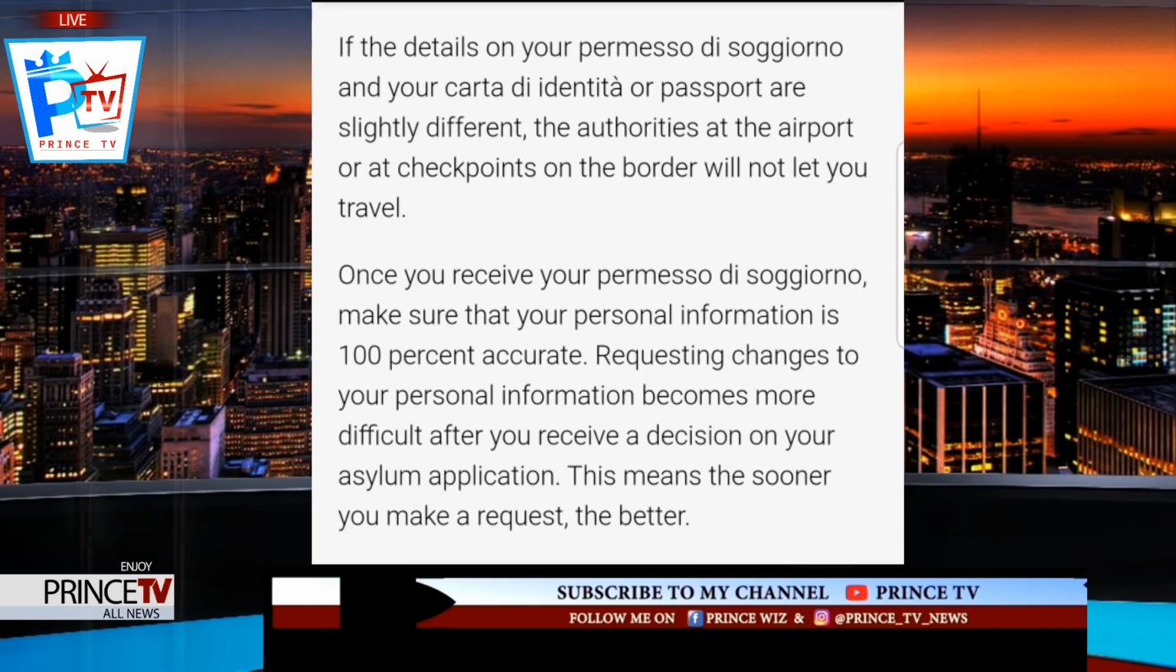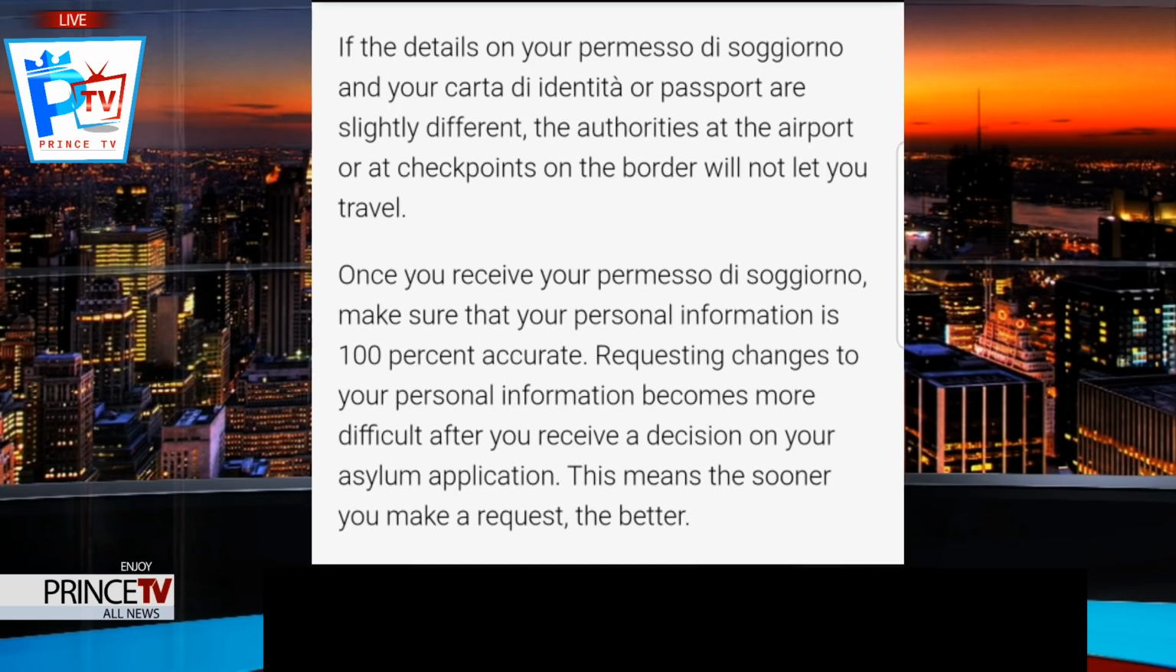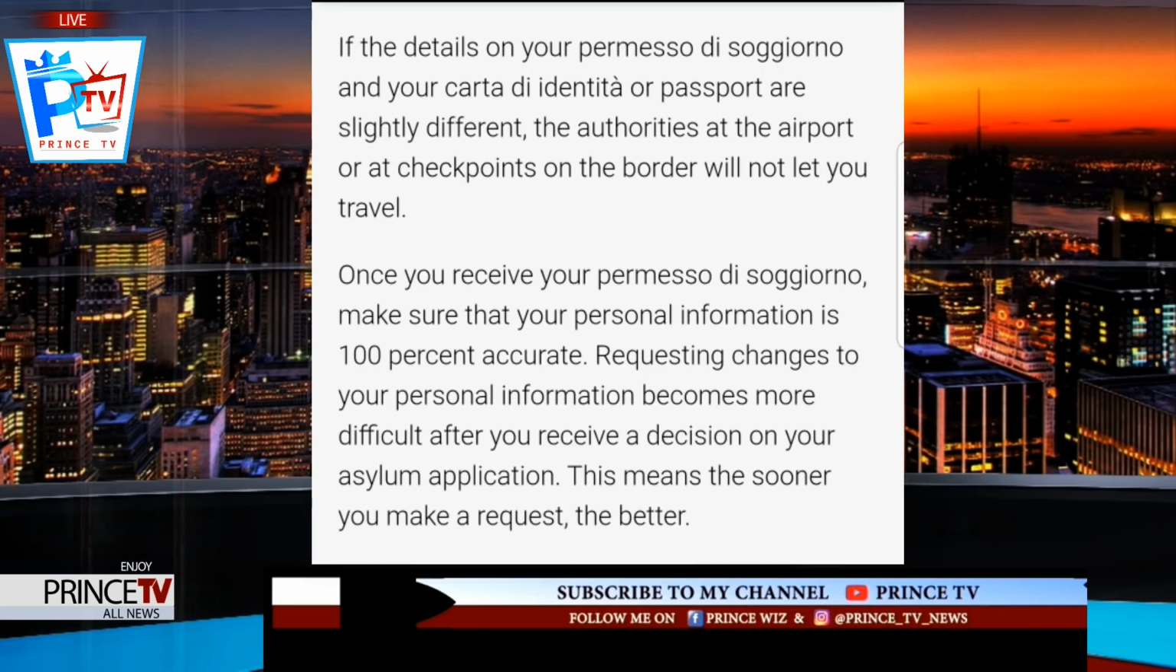Let me read this part again. If the details on your Permesso di Soggiorno and your carta d'identità or passport are slightly different, the authorities at the airport or checkpoint on the borders will not let you travel. Let's go a little bit forward. It says once you receive your Permesso di Soggiorno, make sure that your personal information is 100% accurate. Requesting changes to your personal information becomes more difficult after you receive a decision on your asylum application.